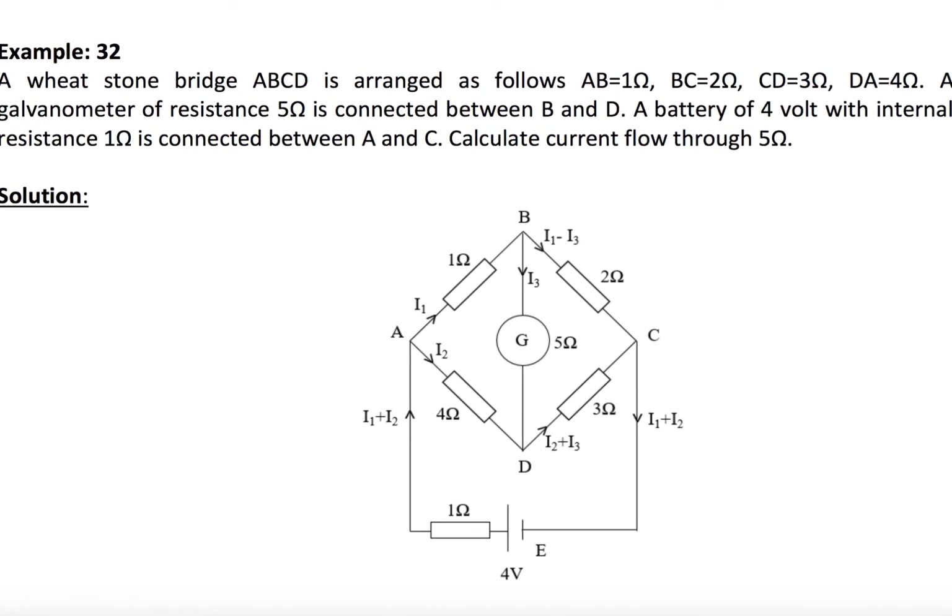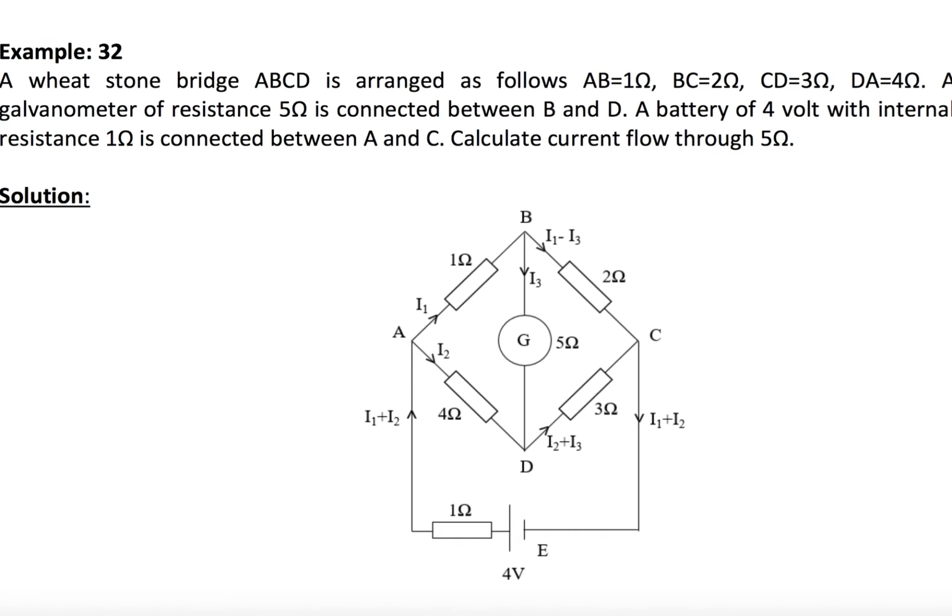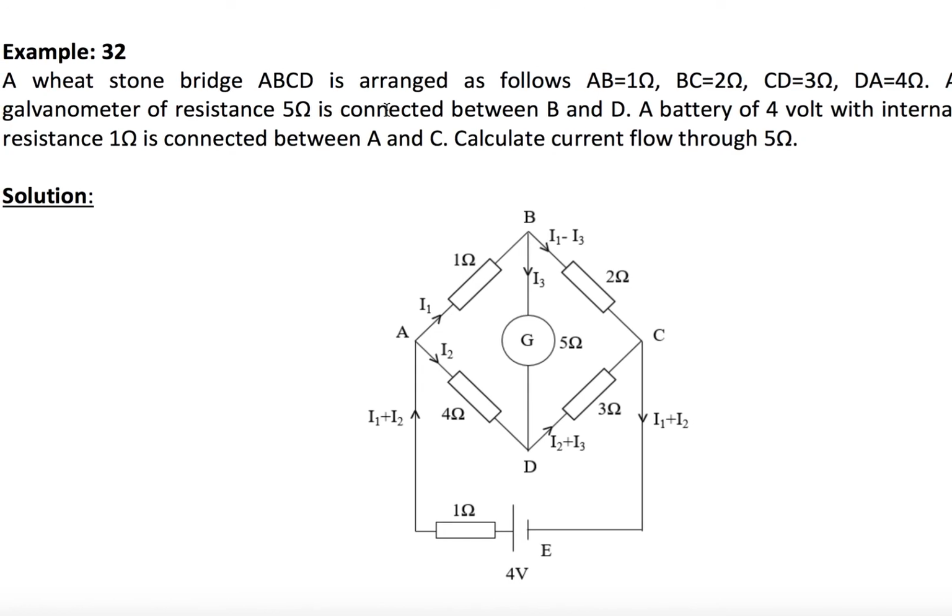Oh, wait a minute. A Wheatstone bridge ABCD is arranged as follows. AB is 1 ohm, BC is 2 ohm, CD is 3 ohm, DA is 4 ohm. A galvanometer of resistance 5 ohm is connected between B and D. A battery of 4 volts with internal resistance of 1 ohm is connected between A and C. Calculate the current flowing through the 5 ohm, that is the galvanometer.